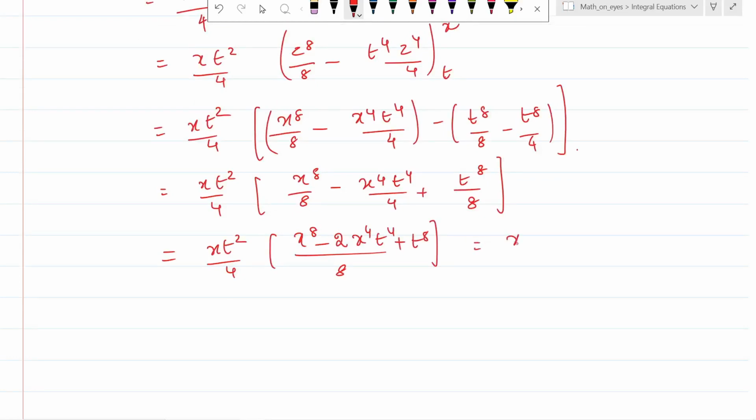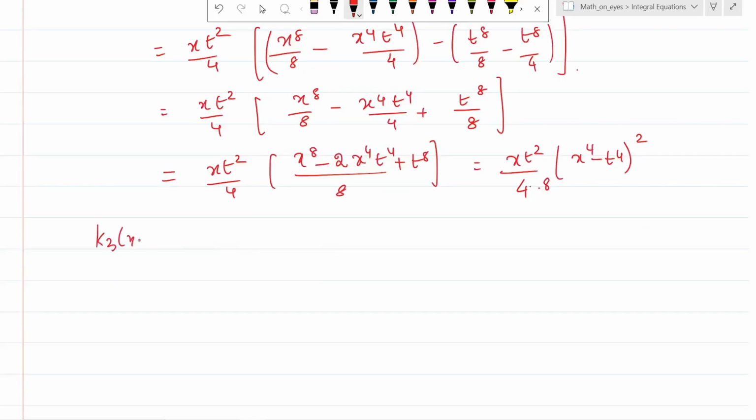So this is equal to xt squared divided by 4 into 8, and this is x power 8, that is x power 4 the whole squared. So we get x power 4 minus t power 4 the whole squared. So k3 of x comma t is equal to xt squared. You take 2 here, and the remaining 16 can be clubbed with this one, x power 4 minus t power 4 divided by 4 the whole squared.